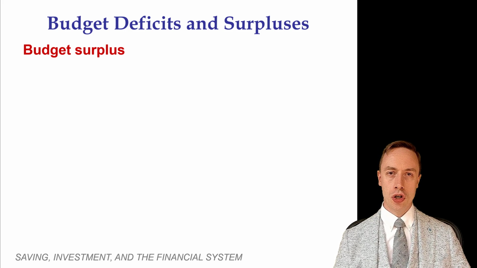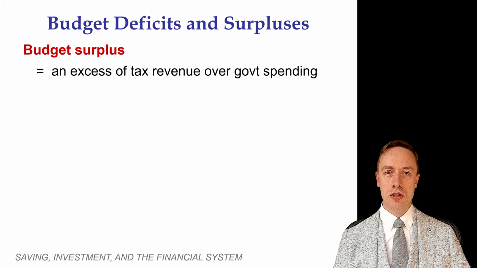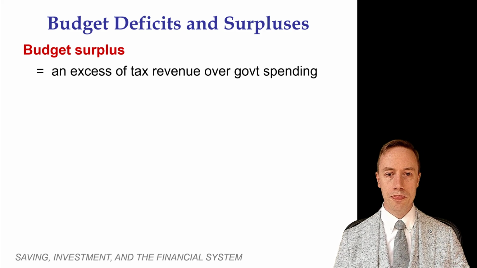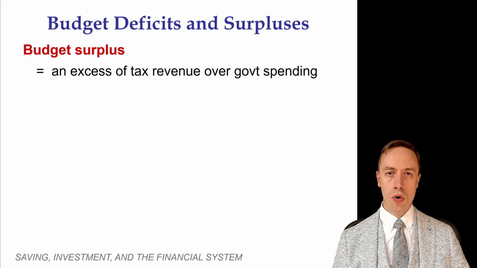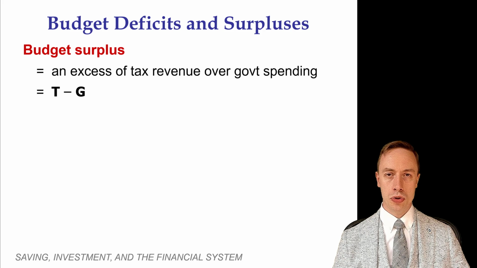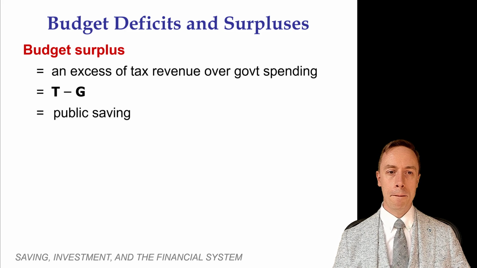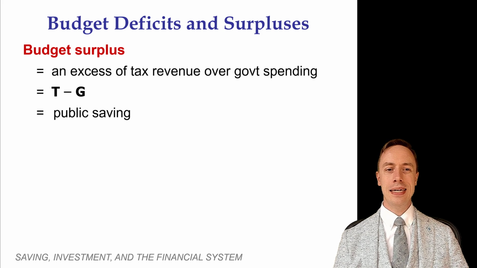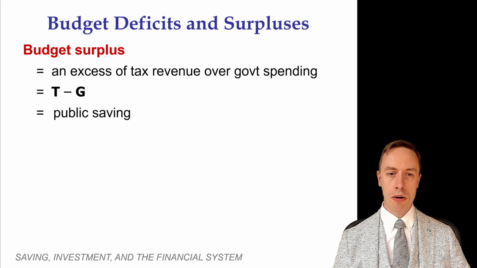A budget surplus. The government is said to be running a budget surplus if it takes in more in tax revenue than it spends. Or using our algebraic notation, a budget surplus is equal to T minus G. So how does that compare to public saving? Well, that's of course the exact same formula. Budget surplus is what we call public saving in economics.